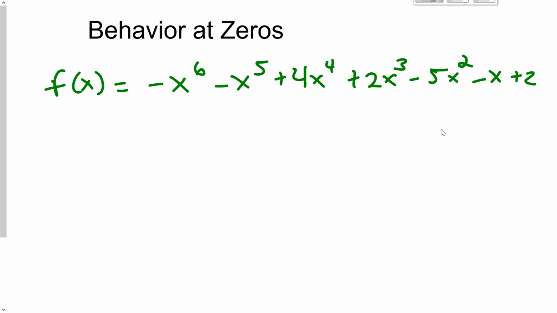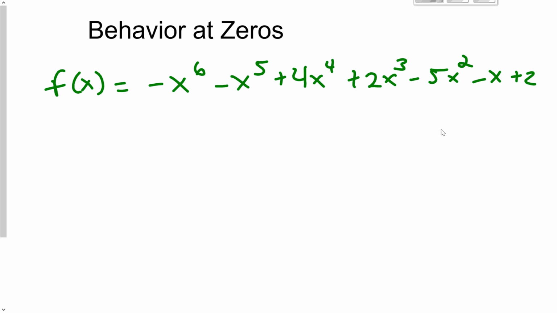So then we're going to take a look at the behavior at zeros. We're looking at our x-intercepts and seeing if there is any kind of pattern that we can tell to see how the graph is doing, because the object of looking at these in this section is to graph our polynomials.